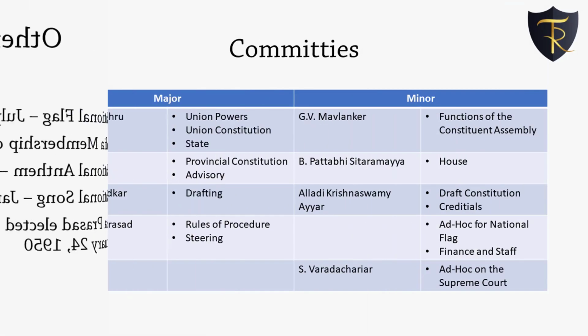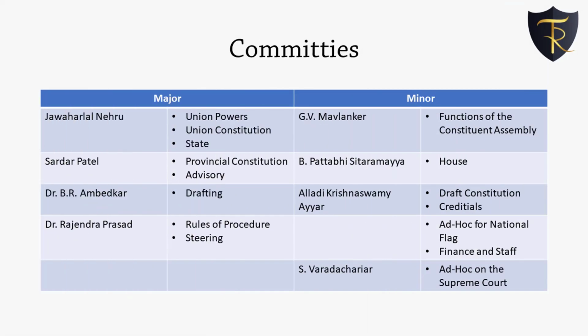Let's see some of the committees which were formed by the Constituent Assembly. The major committees include the Union Powers and the Union Constitution and the States Committee, which was headed by Jawaharlal Nehru. Provisional Constitution Committee and Advisory Committee was headed by Sardar Patel. The Drafting Committee was headed by Dr. B.R. Ambedkar. The Rules of Procedure Committee was headed by Dr. Rajendra Prasad, who was also taking care of the Steering Committee.